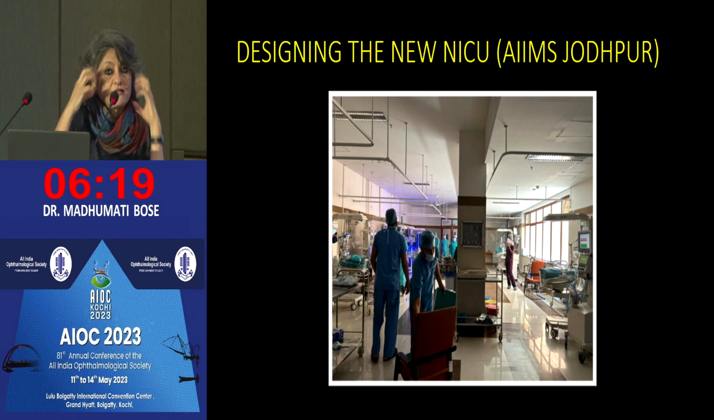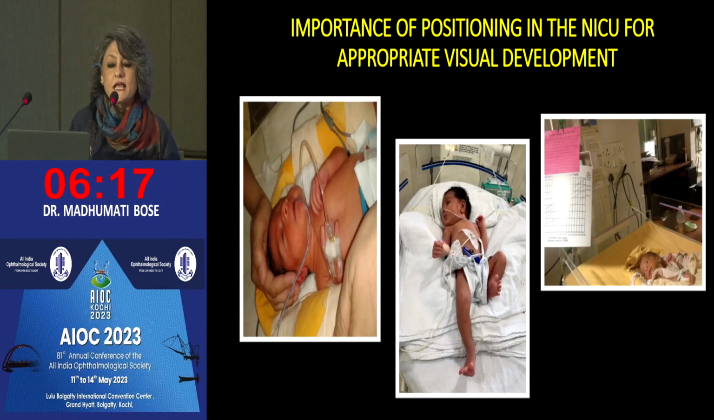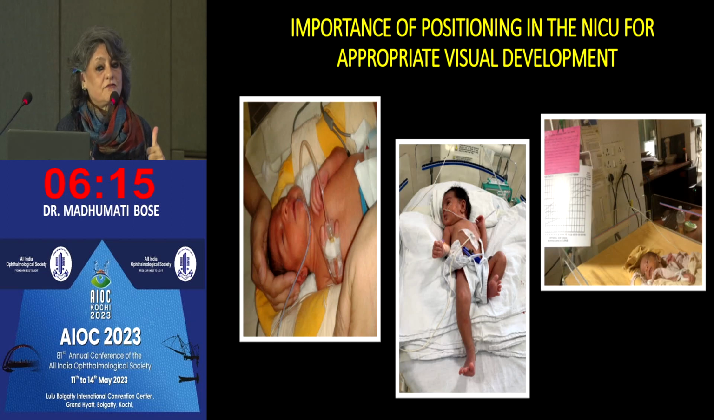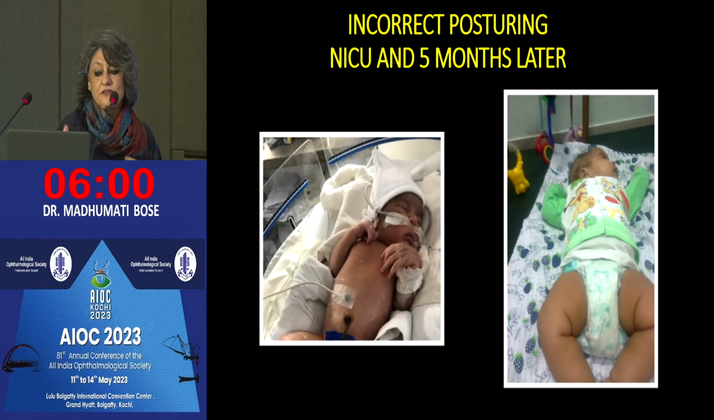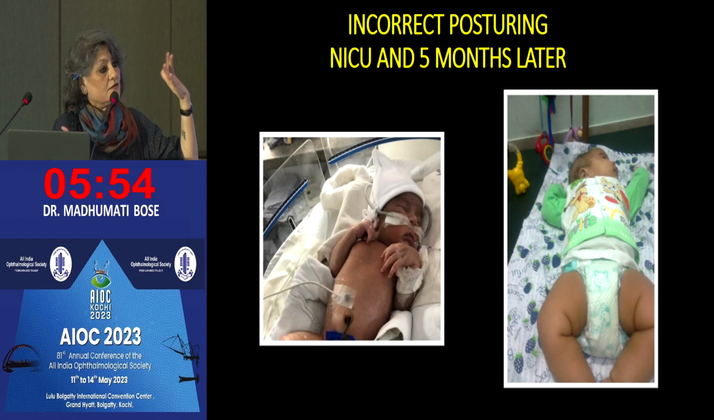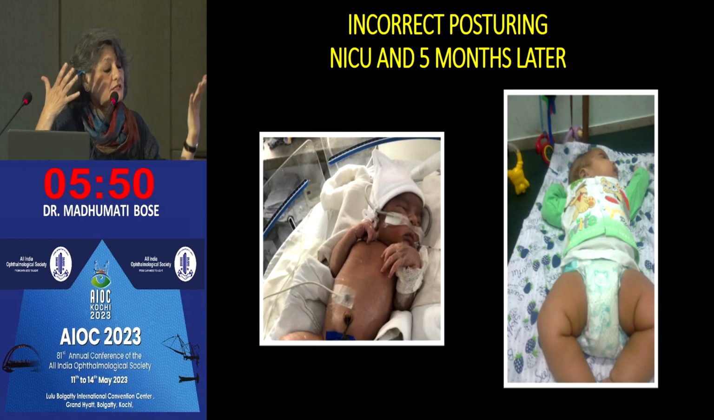It wasn't directly overhead. Next, please. It's not only the lights that our infants face; it's also the position. All of our infants in the NICU either have their head extended or to one side, or they're looking at the window. This affects the vision and the position of the head. Next, please. Can you see this incorrect positioning of the baby in the NICU, and 5 months later?